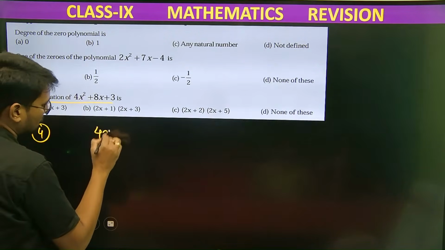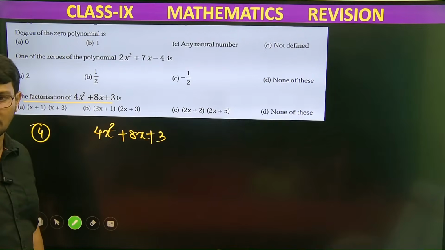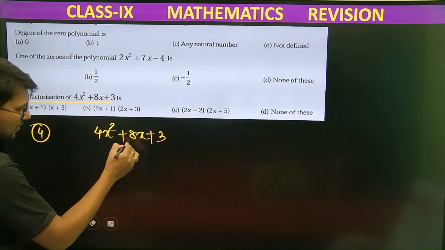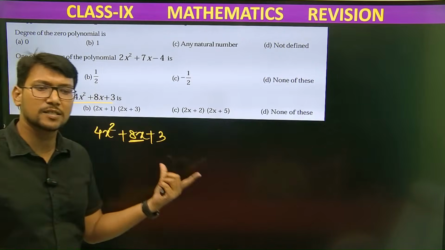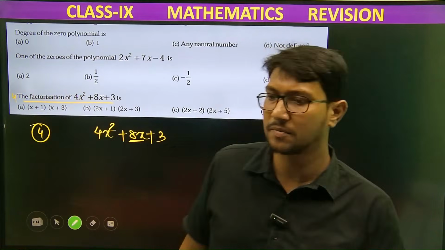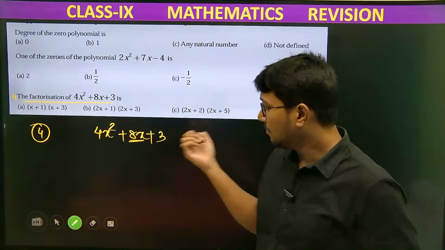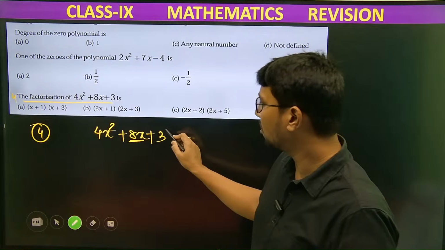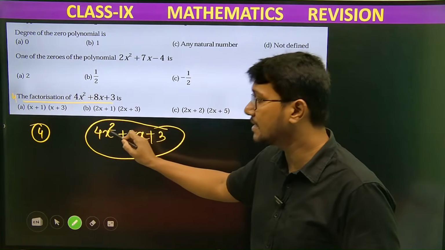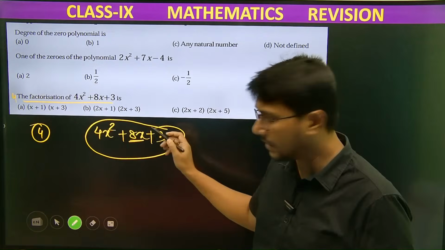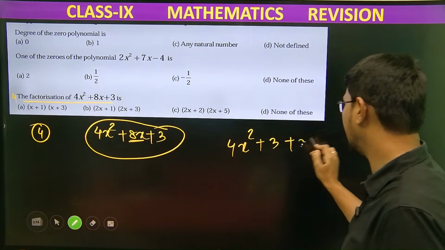Factorization means we have to solve by the middle term factorization method. Which term? Middle term. Middle term splitting. Which one is the middle term here? 8x. Why is it the middle term? Who can answer? It is written in the middle. That's not the reason. Middle term means, children, the polynomial is written in descending order according to the power. Let us write this one, 4x square plus 3 plus 8x.